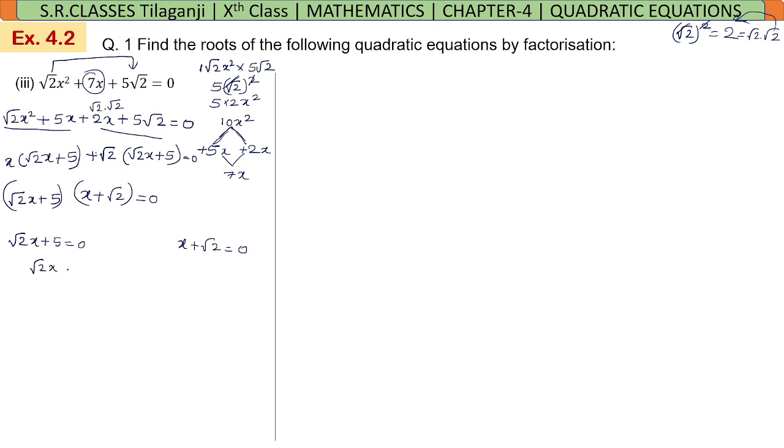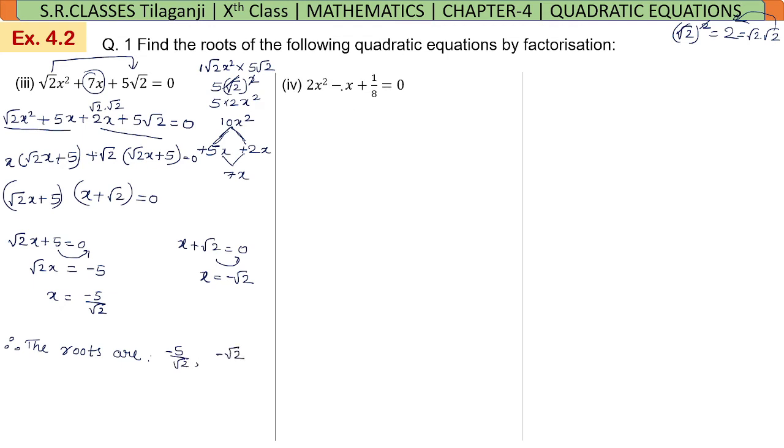Root 2x is equal to, when I take this 5 to this side it will become minus 5, and x is equal to minus 5 divided by root 2. Yes, here x is equal to, directly you can write minus root 2. Therefore the roots are minus 5 by root 2 and minus root 2.